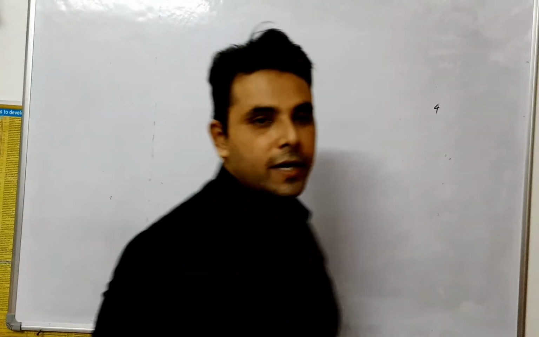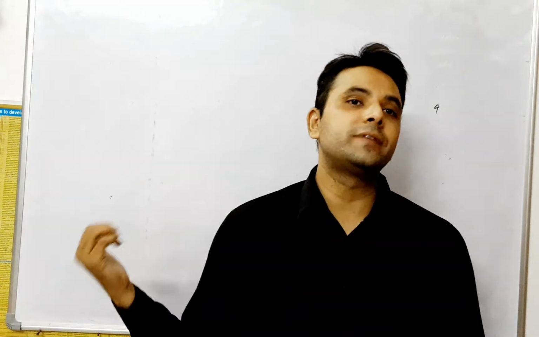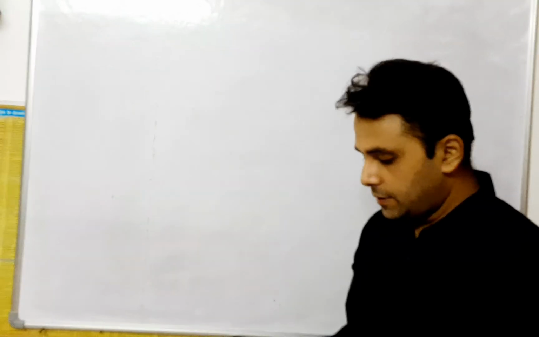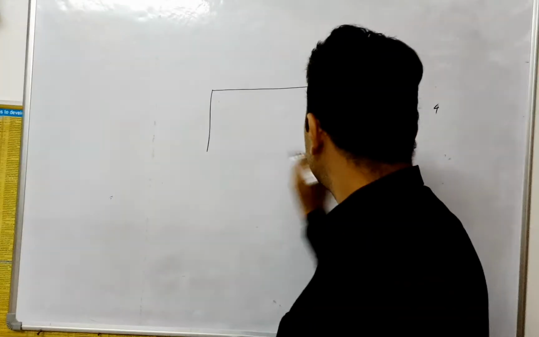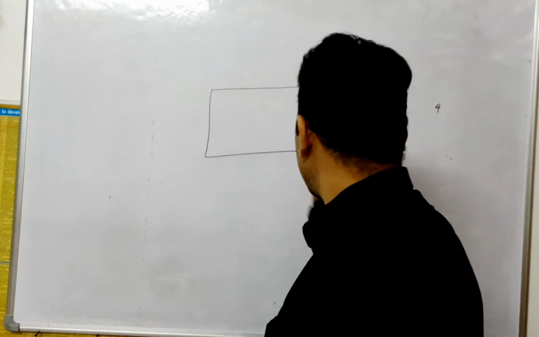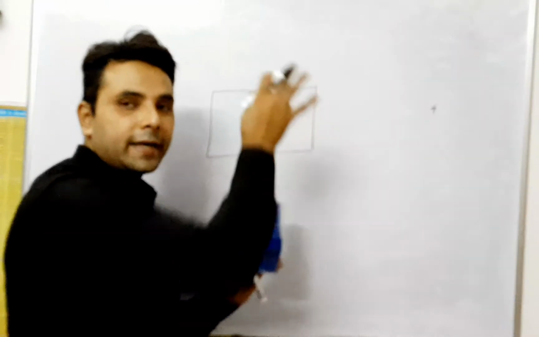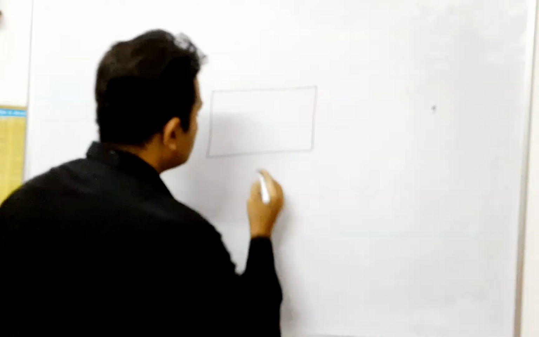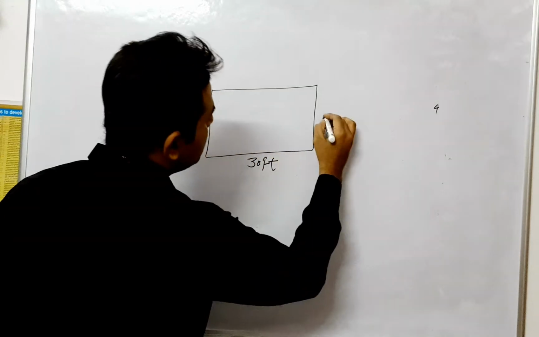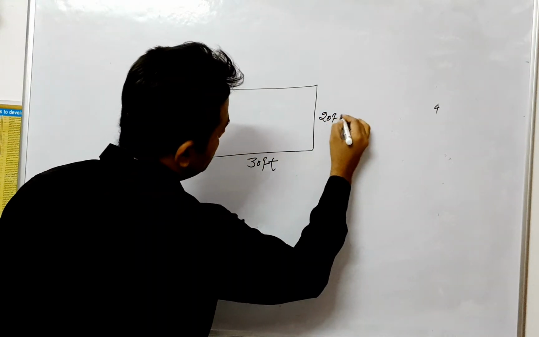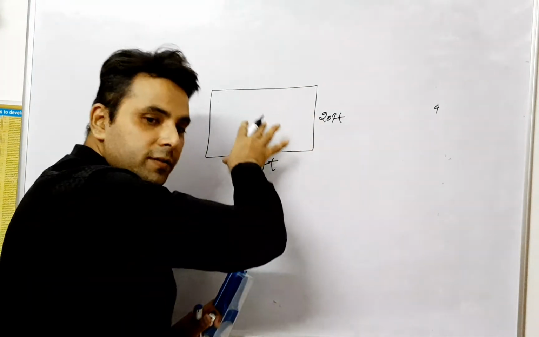Friends, suppose that you have to calculate the total live load on the following classroom slab. This is your classroom slab. In that case, you have to find the total live load that acts on this slab. Suppose this side is 30 feet and this side is 20 feet. Clear? Now you have to find out how much live load acts on this slab.